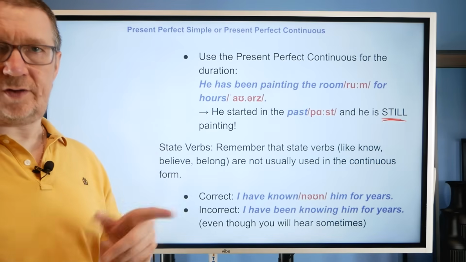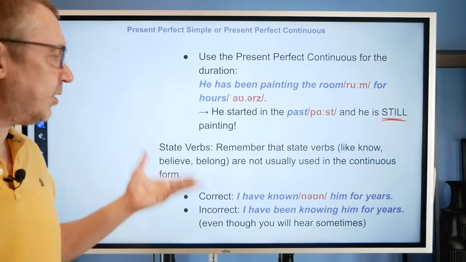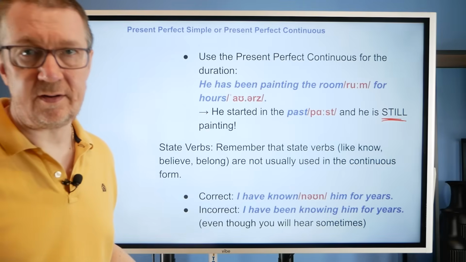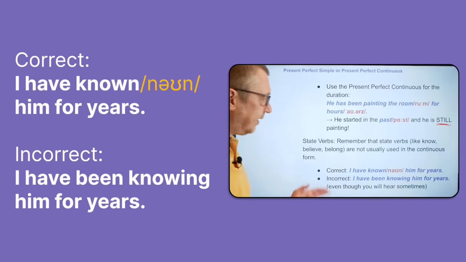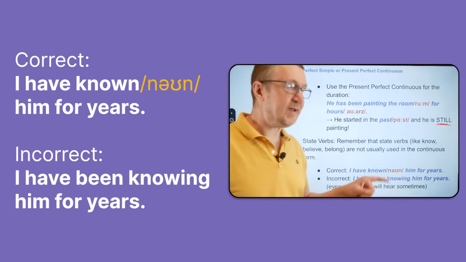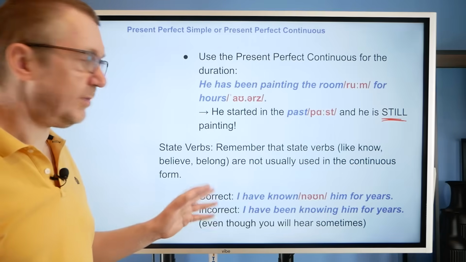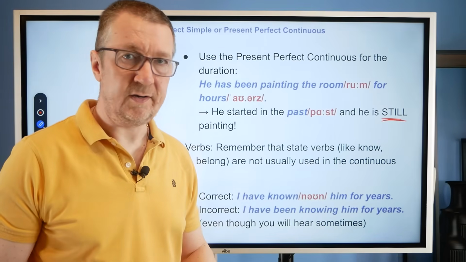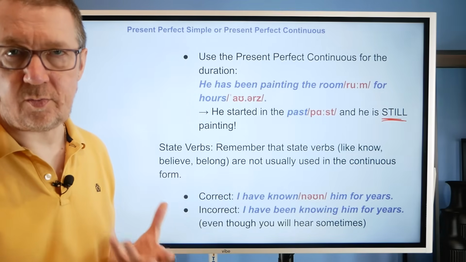Okay. So let's have a look about state verbs. So for example, like know, believe, belong. Not usually used in continuous, okay? So for example, looking at the correct, I have known him for years. Incorrect, I have been knowing him. You can't use this, okay? So if it's a state verb, you cannot use it in continuous. It's the same with all continuous forms as well. It's not just in the present perfect. So just make sure that you're aware of this, okay?